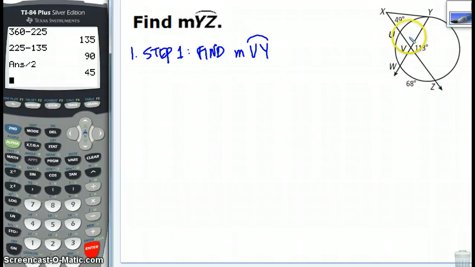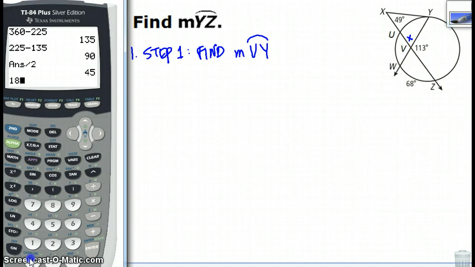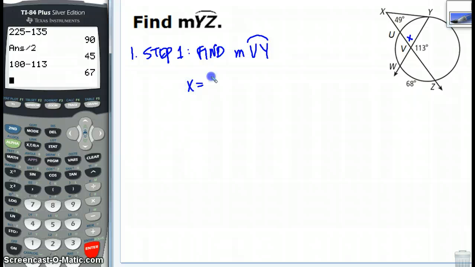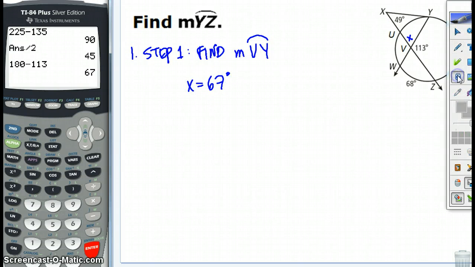Well, we know that these two angles right here, we're going to call this X and 113, are supplementary. So the supplement of 113, once again, we can do it in our head, but we'll use the calculator to just be careful here. And so 67. So x is equal to 67 degrees. So why don't I write that in there? I'm going to erase that, and I'm going to write that as 67 degrees.